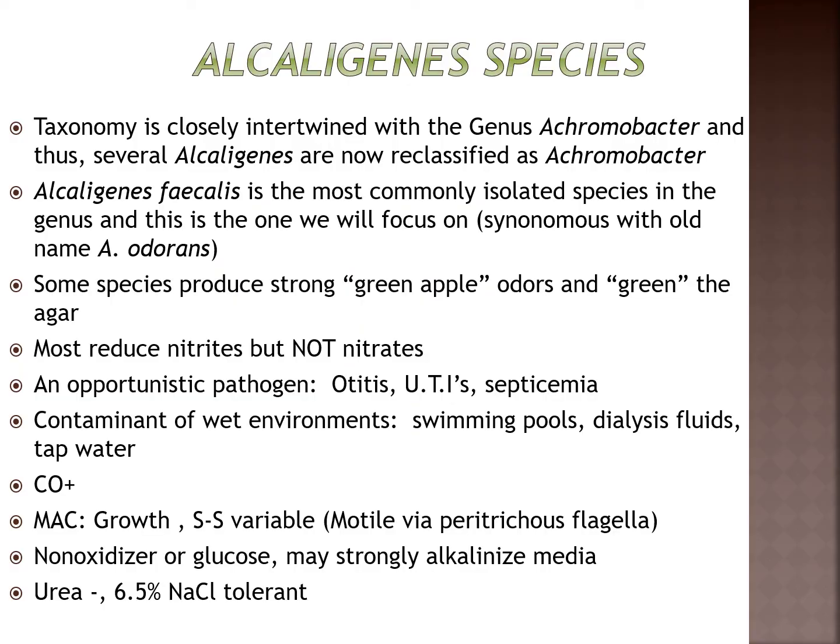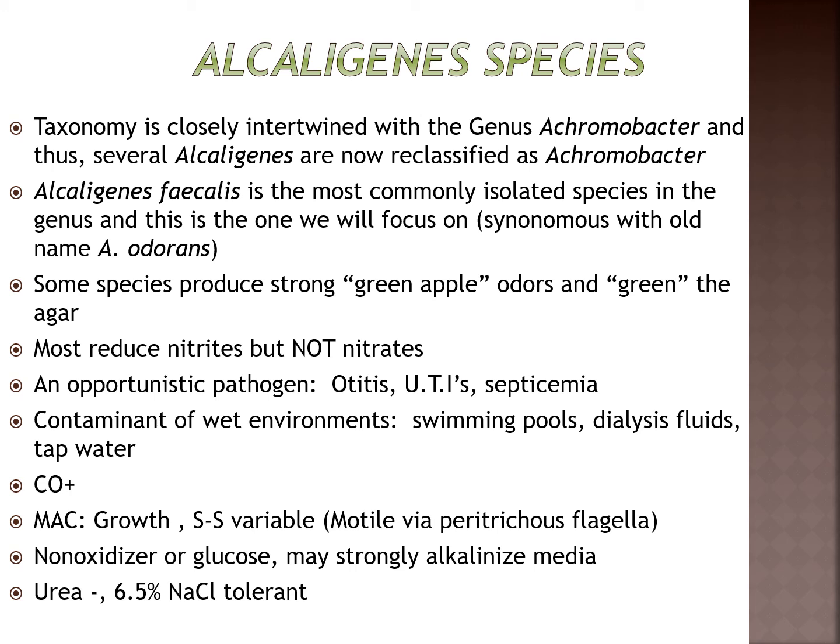Alcaligenes faecalis is one of the most commonly isolated species in the genus and is the one we're going to focus on. The old name was Alcaligenes odorans. Some species produce a strong green apple odor and start to green the agar. And what I mean by that is not that the organism is green, but it almost looks to be a little alpha hemolytic around the colony. And that's not alpha hemolysis. What that is, is that the organism is just using the nutrients in the media.